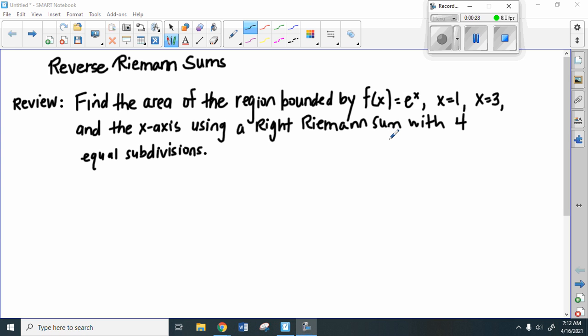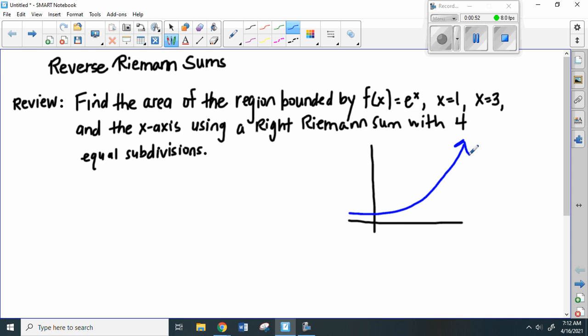So we're going to find the area of the region that's bounded by f of x equals e to the x, x equals 1, x equals 3, and the x-axis using a right Riemann sum with 4 equal subdivisions. All right, so I always think it's best if you start with a picture of the graph. Okay, so e to the x is a standard graph you should be familiar with. And you should know that it crosses the y-axis at 1, and it actually never crosses the x-axis, right? But that's a y value.